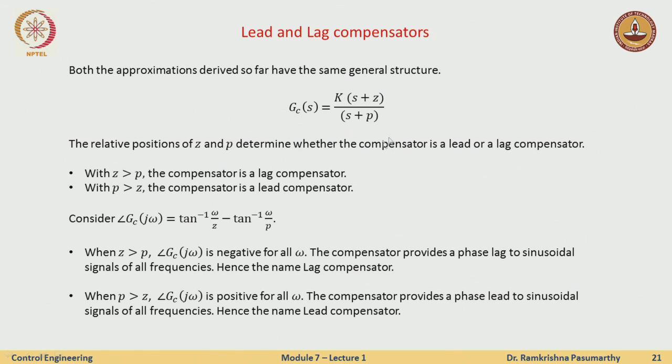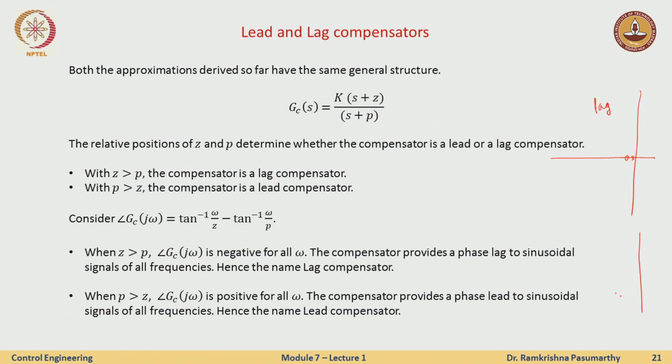Both compensators now have this structure S plus Z, it has a pole, it has a 0, it has a gain, right. So, when Z is greater than P, then it is a lag compensator. So, the lag compensator should have an integral action, I just cannot have a pole at the origin. So, I place it somewhere very close by, and then the 0 would be somewhere here. So, the 0 is to the left of the pole for a lag compensation.